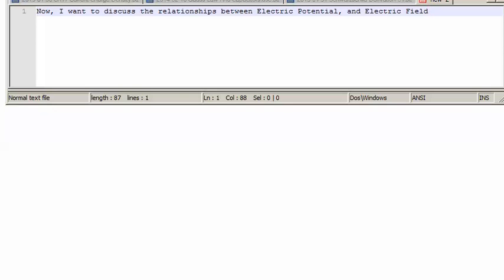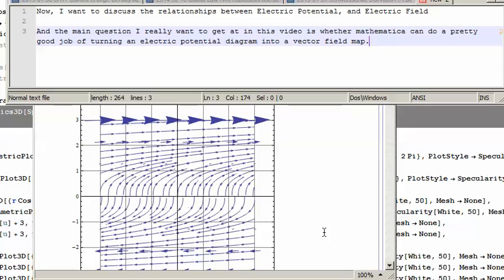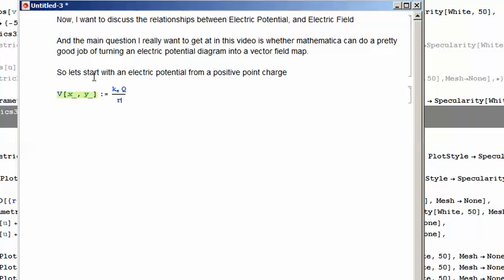Good afternoon. Now I want to discuss this relationship between electric potential and electric field. And the main question I really want to get at in this video is whether Mathematica can do a good job of turning an electric potential diagram into a vector field map. So let's start with the electric potential from a positive point charge.